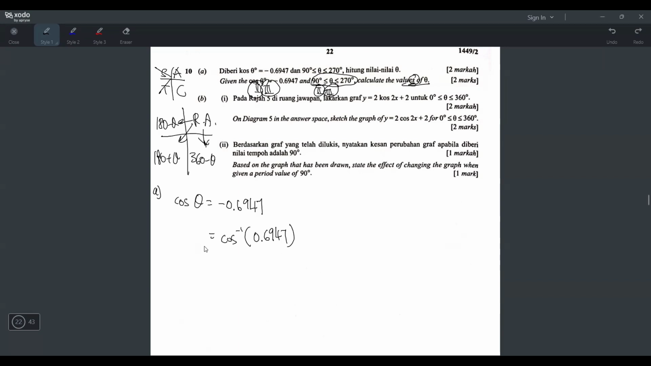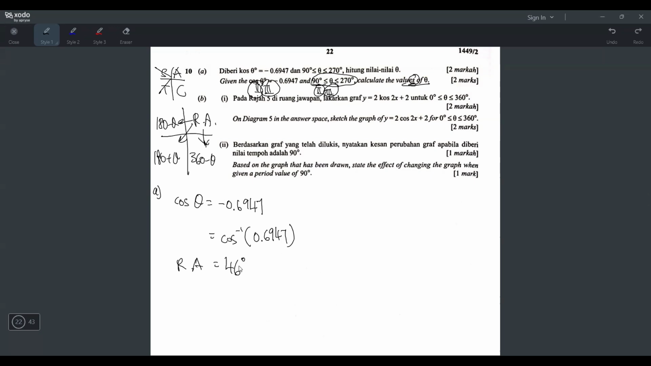Okay, now let's get our reference angle first. So my reference angle will be shift cos 0.6947. Please don't press the negative. Okay, shift cos 0.6947. So the answer is 46 degrees. So remember, don't press the negative. The negative is only trying to tell us which quadrant they want.